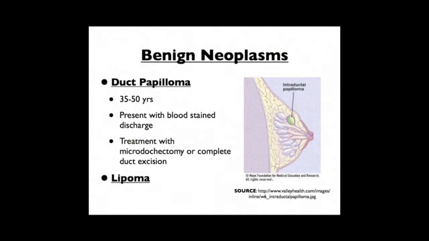And finally, the benign neoplasms. I'm sure there are more, but we're just going to talk about duct papilloma and lipoma. So duct papilloma is a benign tumour inside the duct of the breast, which you can see here. It occurs between 35 and 50 years. And once again, this presents with blood-stained discharge and can be treated with microdochectomy. I think it's just removal of the duct, or a complete excision of the duct.